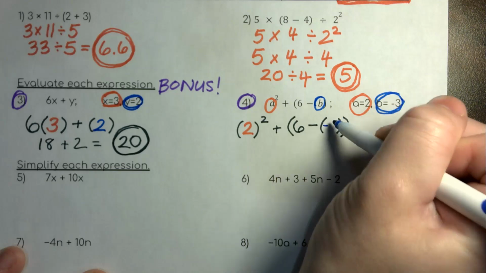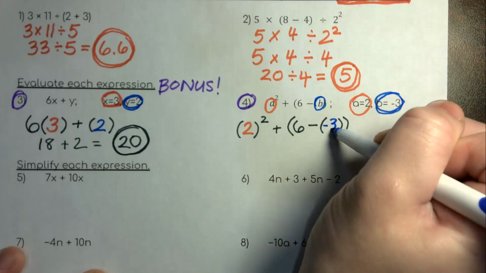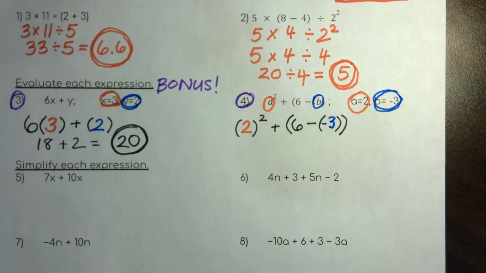Is anybody confused at all about why we're putting the negative? I know, it's kind of small. Now, on your quiz tomorrow, it's going to be the same way. Your A is going to be positive, your B is going to be negative. It's going to be just a different number.